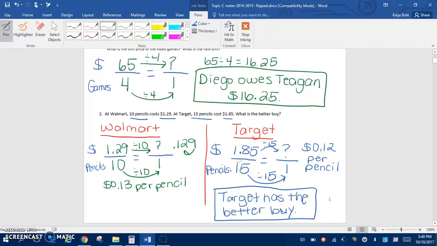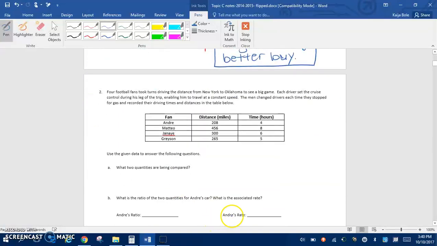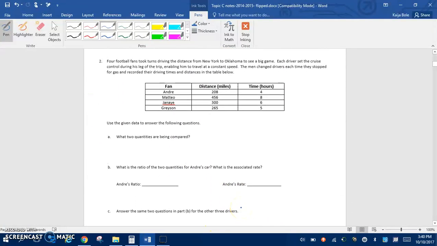So we're going to flip on over to the next page, get through these, almost there. Alright, number 2 says 4 football fans took turns driving the distance from New York to Oklahoma to see a big game. Each driver set the cruise control during his leg of the trip, enabling him to travel at a constant speed. The men changed drivers each time they stopped for gas and recorded their driving times and distances in the table below. Okay, so cruise control is kind of when you set it at a speed, you can press a button and you can take your foot off the gas and you just steer the wheel instead of pressing the pedals.